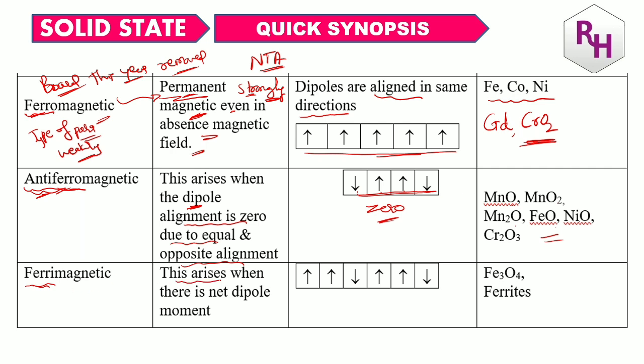Ferrimagnetic substances. This arises when there is a net dipole moment. Net dipole moment means what? See, here 1, 2, 3, 4 are on one side and 2 are on another side. Definitely compared to ferromagnetic, the magnetic nature will be less, no doubt. Because there all are in one direction. But here this will get cancelled, this will get cancelled, only these two are left. It results in a net dipole moment.